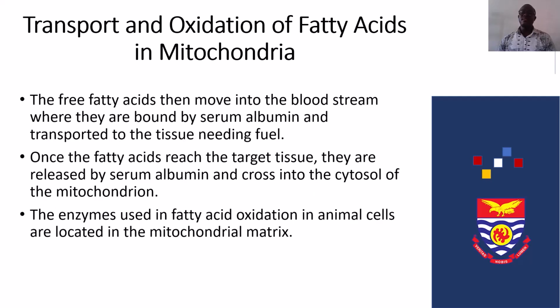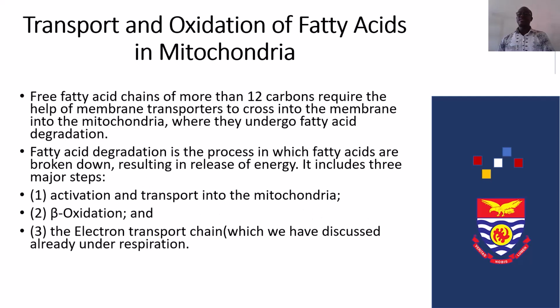The free fatty acids then move into the bloodstream, where they are bound by serum albumin and transported to the tissue needing fuel. Once the fatty acids reach the target tissue, they are released by serum albumin and cross into the cytosol of the mitochondria. The enzymes used in fatty acid oxidation in animal cells are located in the mitochondrial matrix. Free fatty acid chains of more than 12 carbons require the help of membrane transporters to cross into the mitochondria, where they undergo fatty acid degradation.